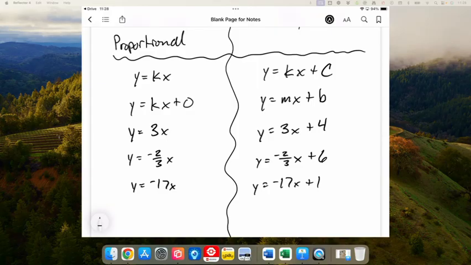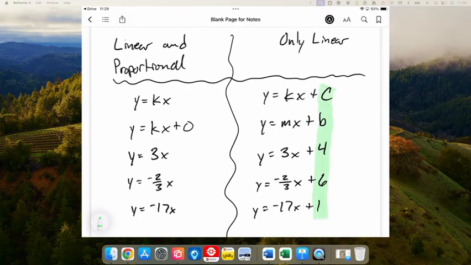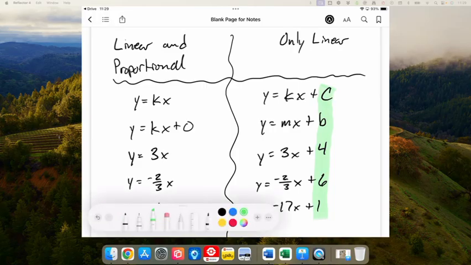So again, you can kind of see that on the left, if I was to sort of vertically go down the right side of all these things that have an x there, there is either not a number there or there is a plus 0. So nothing is being added. Alternatively, if I go down the right side of these equations over here, every one of them has something being added to the end. And so again, as soon as we add something that is not 0 to the end, it becomes only linear and no longer proportional.